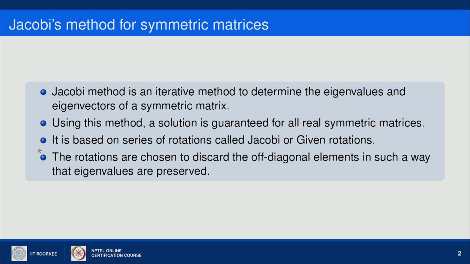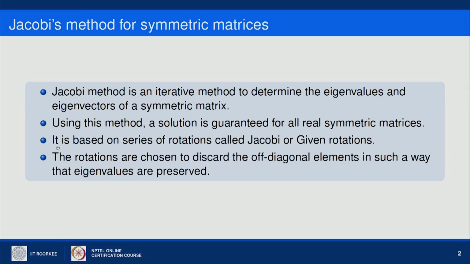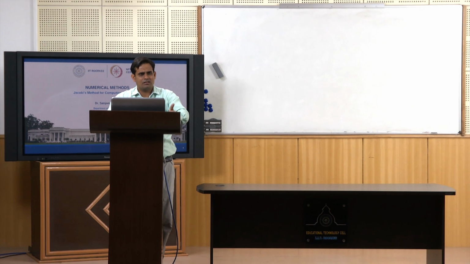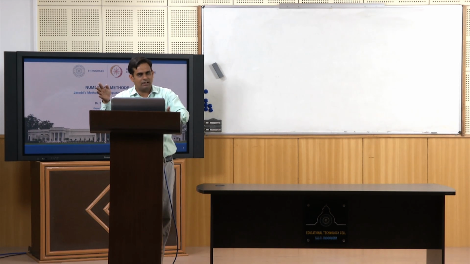So, as I told you, it is based on a sequence of similarity transformations, and those transformations will be based on rotation matrices or Givens rotations. We will apply the rotation matrices as similarity transformations to the given matrix in such a way that all the off diagonal elements become 0 after a series of transformations. Here, off diagonal elements becoming 0 means there should not be any change in the eigenvalues of the matrix, and that is why I am telling you similarity transformations, because two similar matrices have the same spectrum. So, first of all, we should have an idea about a rotation matrix.